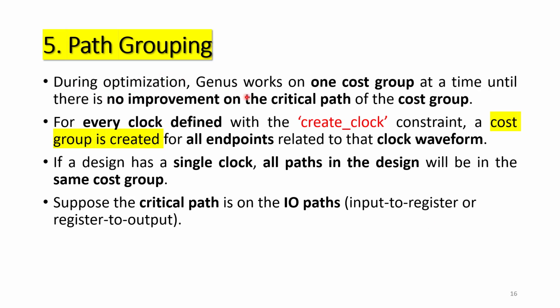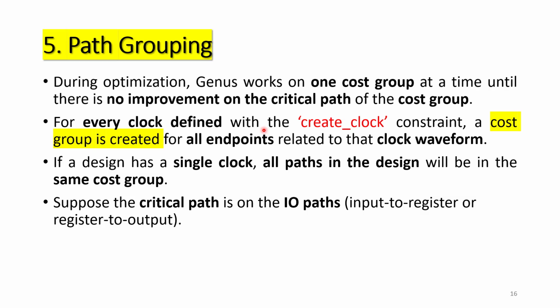During optimization, Genus works on one cost group at a time until there is no improvement on the critical path of the cost group. The critical path is the path having the max delay. Now let us understand what one cost group is. For every clock defined with the create_clock constraint, I've explained this constraint already, please check my videos, then you will understand what is meant by create_clock.